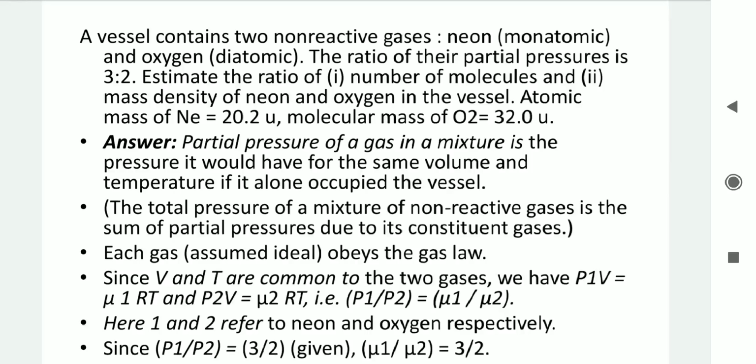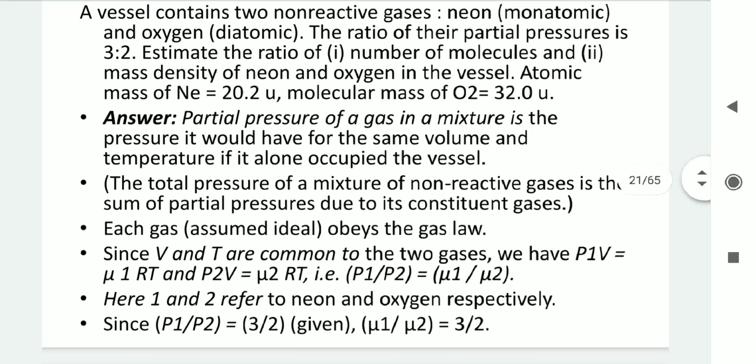So the total pressure of a mixture of non-reactive gases is the sum of the partial pressures, due to Dalton's law that we have derived. So here, volume and temperature we are keeping constant for these 2 gases, and the pressure varies. The ideal gas equation we can write as PV equals mu RT, in which P1 into V equals mu 1 RT, and for the other gas P2 V equals mu 2 RT.